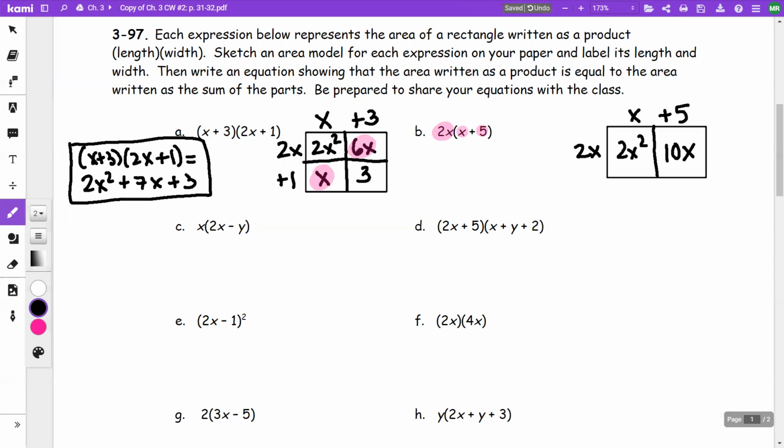So my area as a product is going to be 2x times x plus 5. That's the outside. Okay, that's what they're giving us in each of the problems. That's the product. The sum is 2x squared plus 10x. That's the area as a sum.